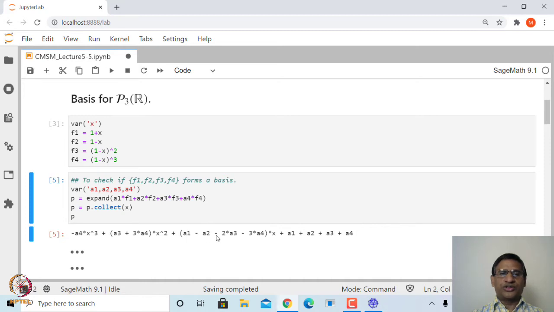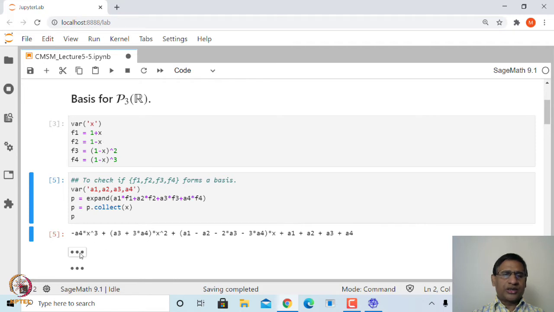Therefore, A1 minus A2 is 0, which is the same as saying A1 is equal to A2, and now the constant term, which is also 0, is A1 plus A2 plus A3 plus A4 equal to 0. That would mean, since A3 and A4 are already 0, A1 plus A2 is equal to 0, but A1 is already equal to A2. This is the same as saying 2A1 is 0, and hence A2 is 0. So, this shows that this set of vectors is linearly independent.